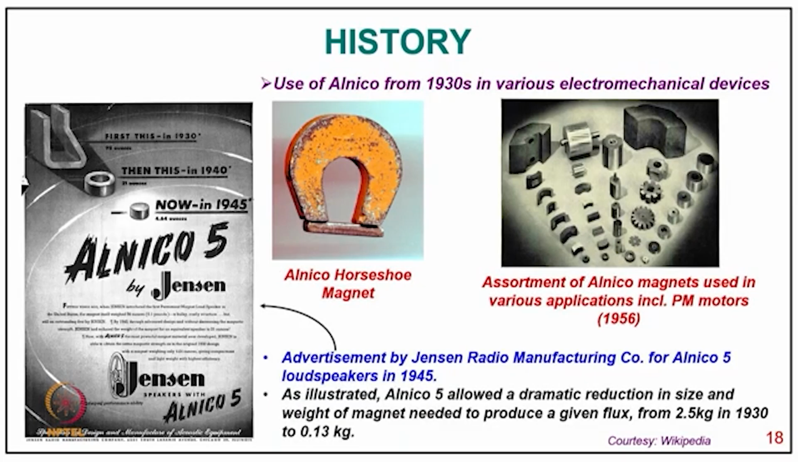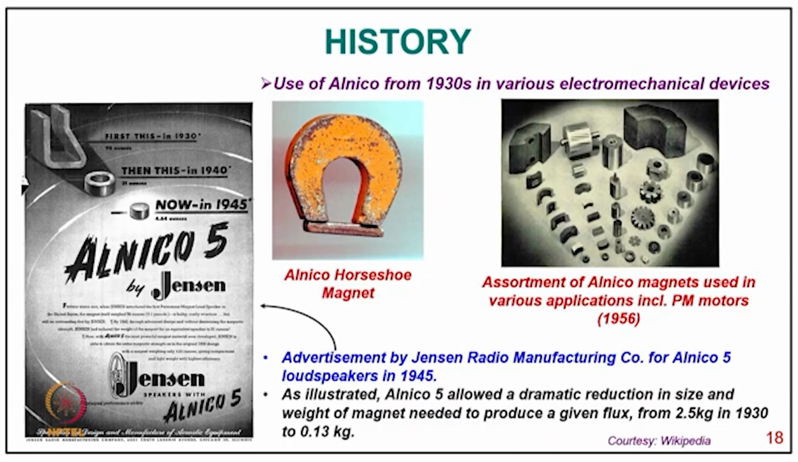Then this is typically the use of Alnico in 1935 in various electromechanical devices. Typically, you can see the photograph of an Alnico horseshoe magnet and an assortment of Alnico magnets used for various applications, including PM motors in 1956. And an advertisement by a radio manufacturing company for an Alnico 5 loudspeaker in 1945.